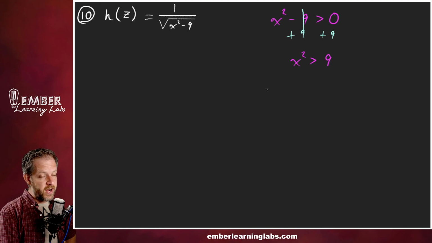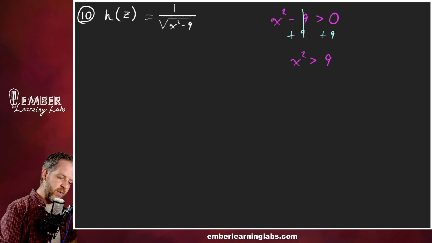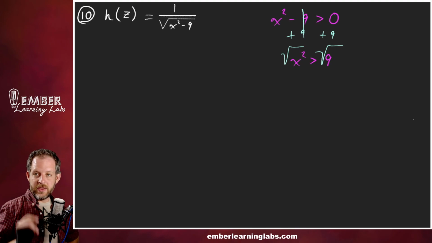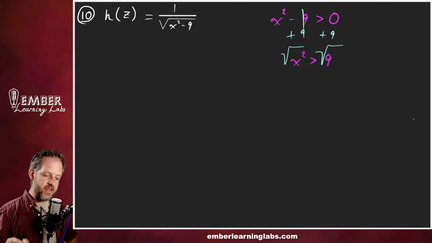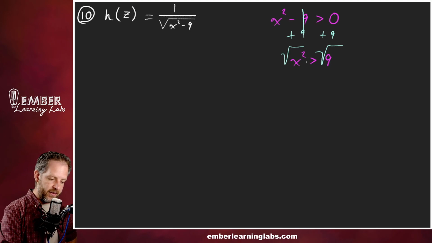Now, to get rid of the squared, what's the opposite of squaring something? Well, it is square rooting something, so we can take the square root of both sides. Now, this is the thing I wanted to remind you of. If you take the square root of both sides, then you end up with plus or minus this, okay? So we end up with x is greater than or equal to plus or minus 3.